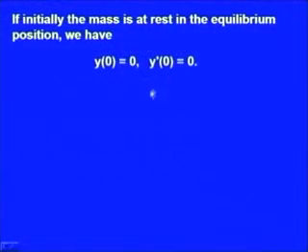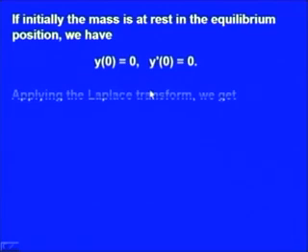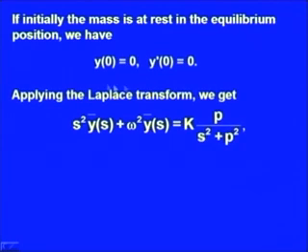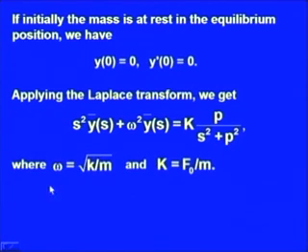Now, we are assuming that initially the mass is at rest in the equilibrium position. So, we will have y(0) equal to 0 and y'(0) equal to 0. And when we take the Laplace transform of the governing equation of motion of the mass m, we have (s² + ω²) ȳ(s) equal to K p/(s² + p²), where we have assumed that ω is equal to the square root of k/m and capital K denotes F0/m.